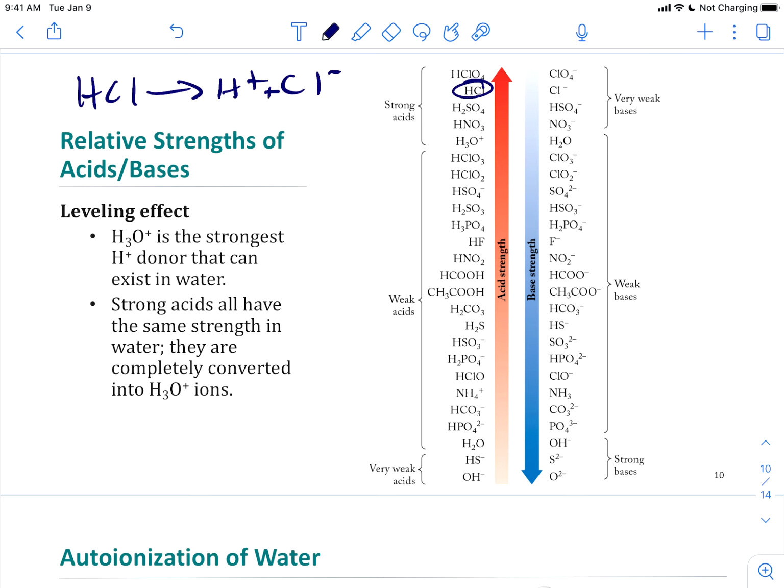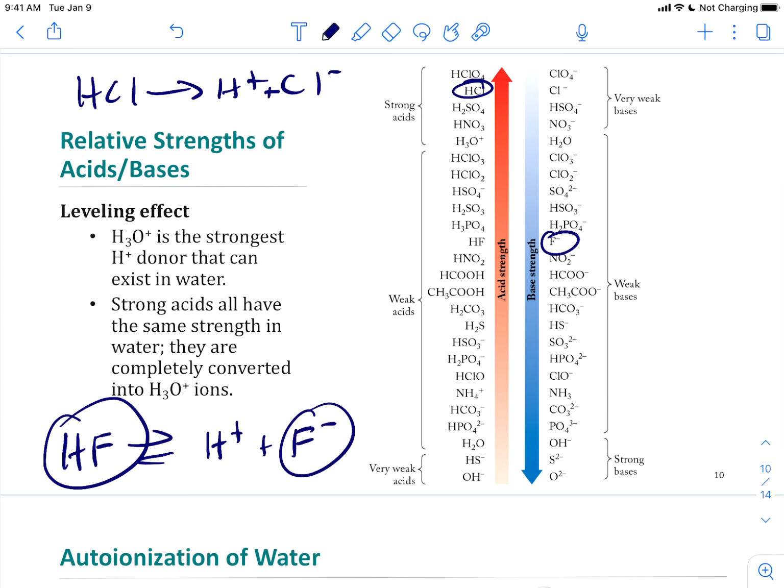Okay, now take something like HF. This is a weak acid, which means this is still a weak base, but relatively speaking, it's a stronger base than Cl negative. And since this equilibrium doesn't lie so far to the right, a bunch of this remains in solution, this can actually act as a base, pick up a hydrogen ion, and form HF in solution.